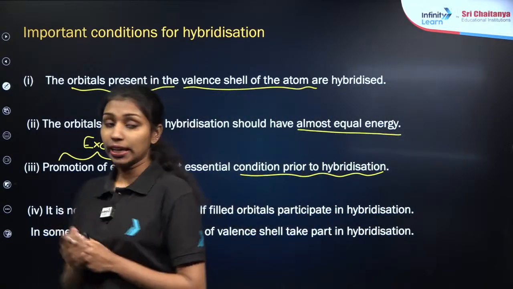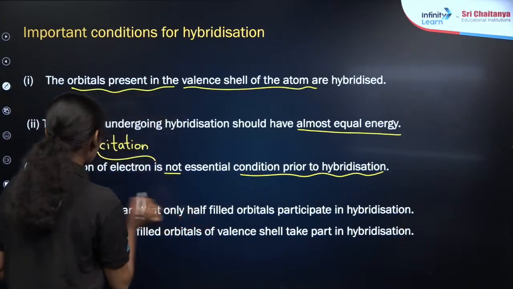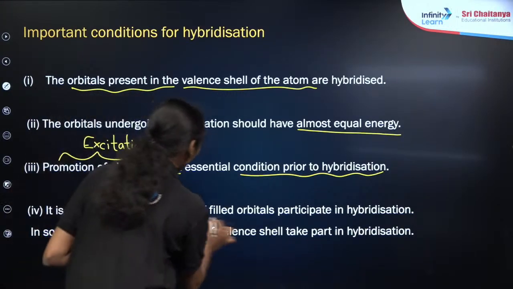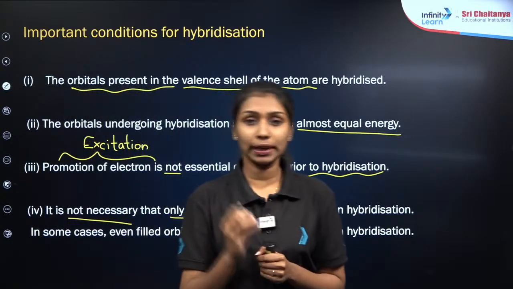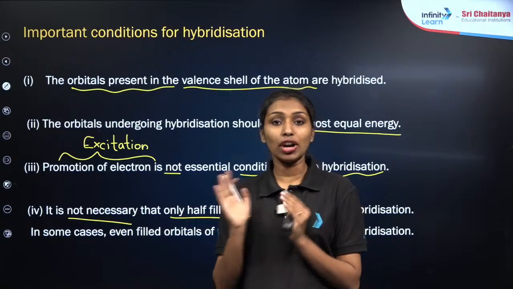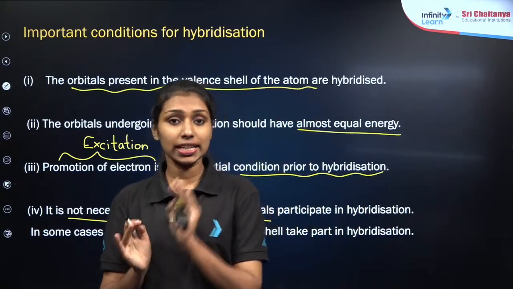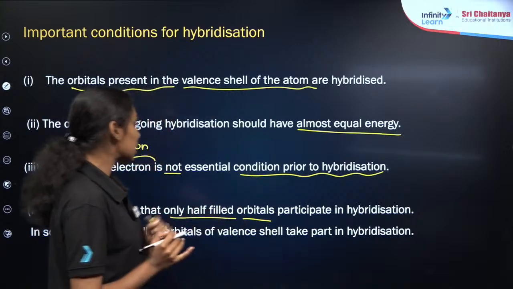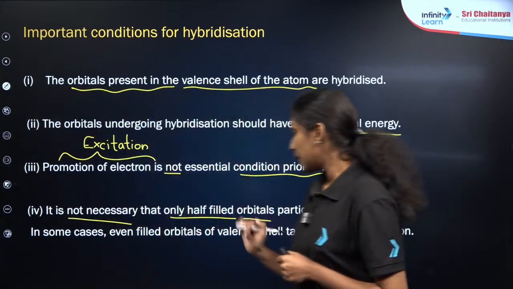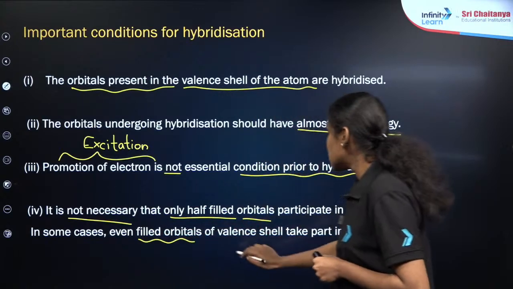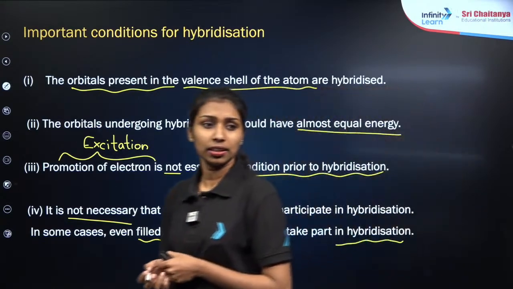Next, the last point. It is not necessary that only half-filled orbitals participate in hybridization. Whenever we discussed orbital overlapping, we studied that only half-filled orbitals will undergo overlapping, right? But in the case of hybridization, it is not necessary that only half-filled orbitals participate. Even in some cases, completely filled orbitals or the filled valence shells also take part in the hybridization. Clear? Are the points clear?